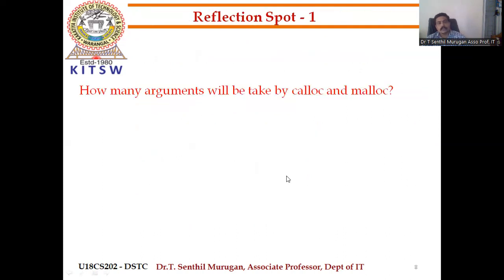Now we are at the end of this video lecture. I hope you understood how to create the memory for a two-dimensional array and how to allocate it. After allocating, you can use the scanf and printf statements with a for loop. I hope you understood clearly. Now you have to answer this question: how many arguments will the calloc function and the malloc function take?